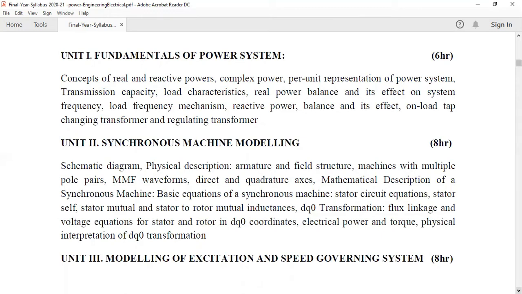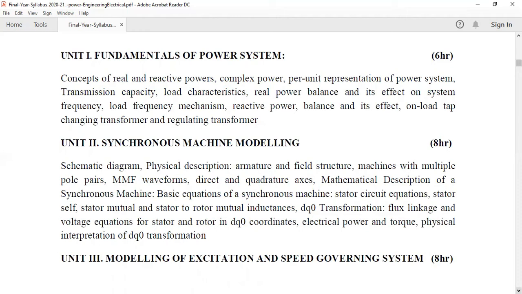In the second unit, we will see the modeling of synchronous machine. In this, schematic diagram, physical description of armature and field structure, machines with multiple pole pairs, magnetomotive force waveforms, direct and quadrature axis. Then mathematical description of synchronous machine.